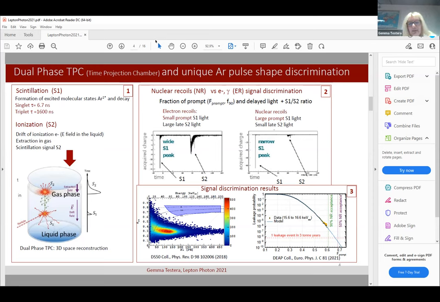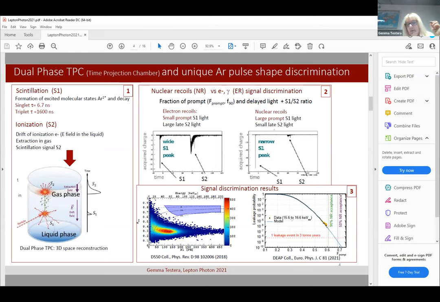What is particularly important for argon is the unique property of pulse shape discrimination. Pulse shape discrimination is the possibility to recognize a nuclear recoil, which is the signal, from an electron recoil, which is the background, through the time profile of the scintillation light and through the ratio between S1 and S2. This capability is particularly strong in argon due to the physical properties of the argon scintillation light, and has been demonstrated in two of our running smaller scale experiments: DarkSide-50, which is a prototype of a dual phase TPC, and also DEAP, which is single phase.